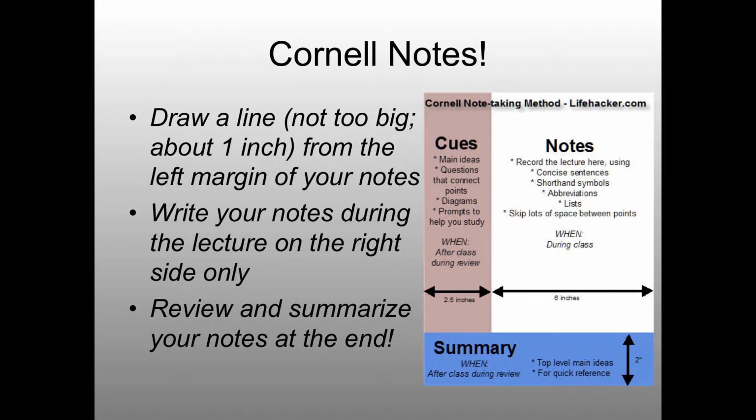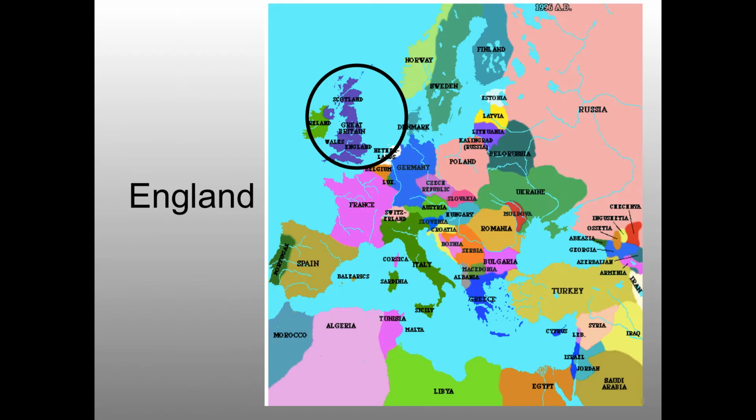Keep in mind you are taking Cornell notes, so you're putting the main notes on the right-hand side and the after notes cues on the left-hand side with a summary at the end.